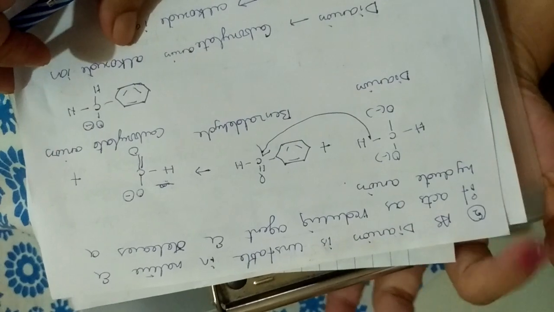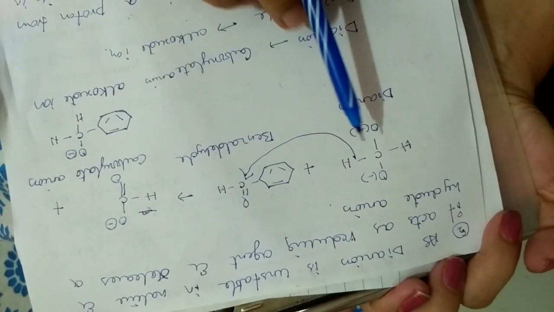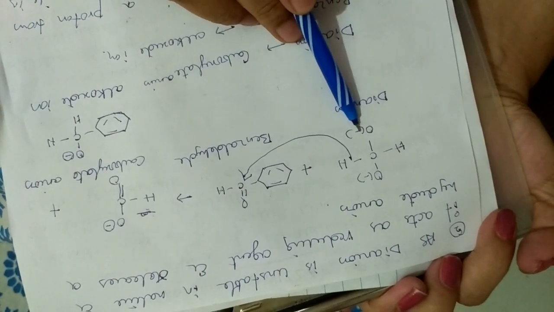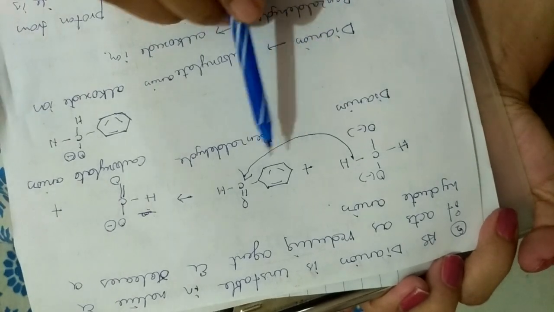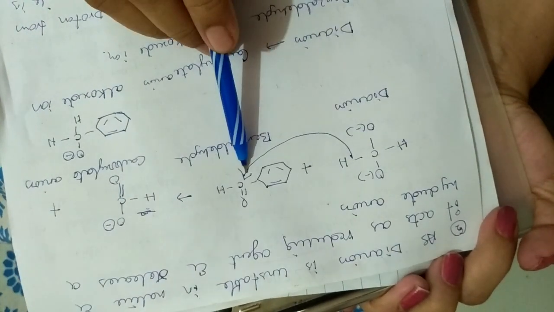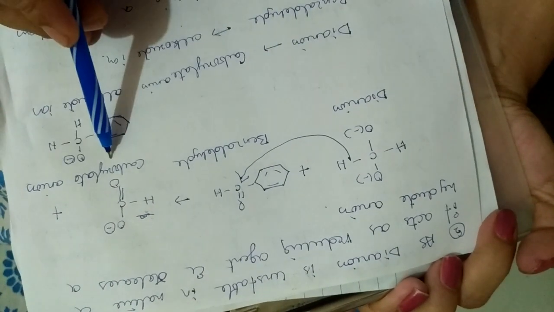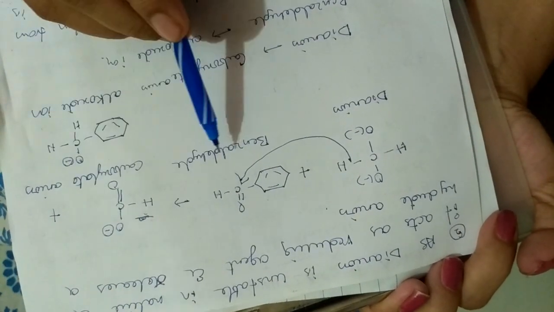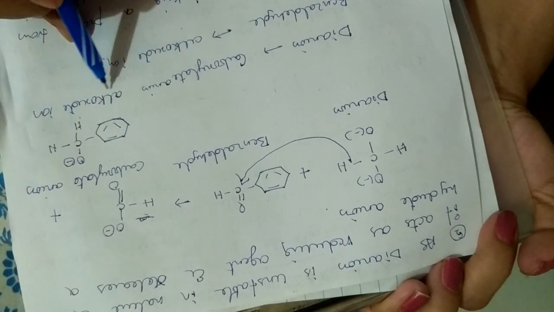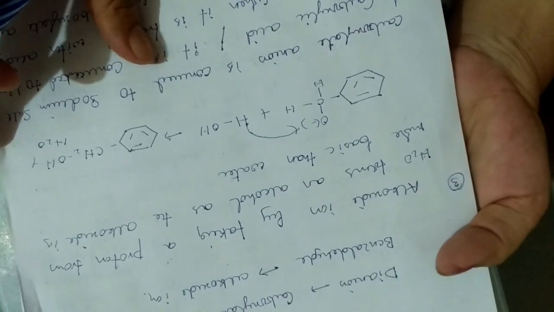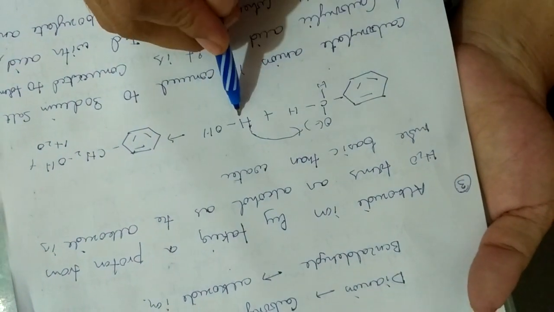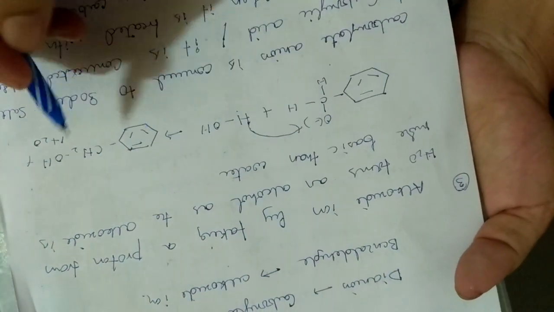So what happens in this case? The dianion is unstable in nature, so it will act like a reducing agent and donate the hydrogen. This hydrogen will attach at this carbon and the dianion will be converted into a carboxylate anion, and the benzaldehyde, by taking the hydrogen, will be converted into alkoxide ion. And in the third step, the alkoxide ion will take up the hydrogen from the water molecule and form benzyl alcohol.